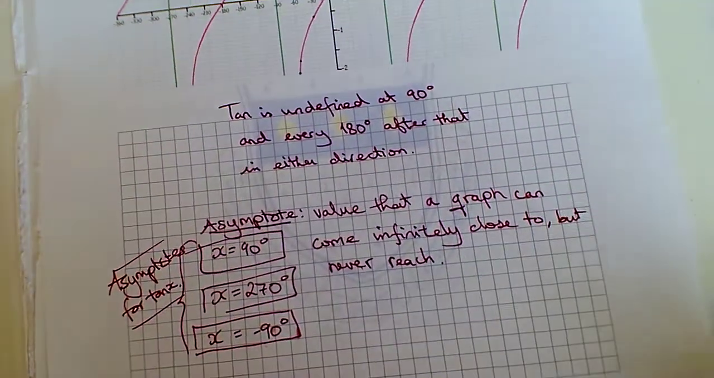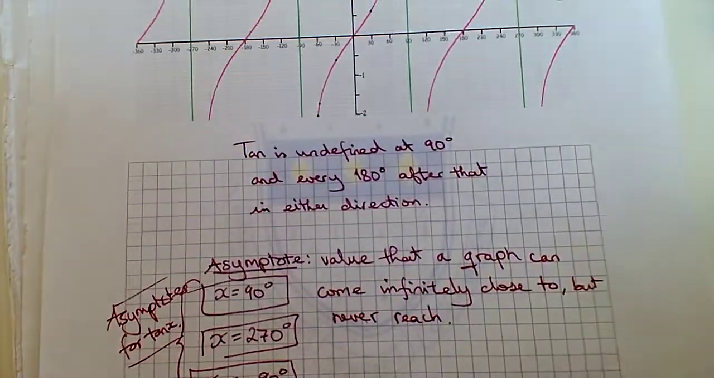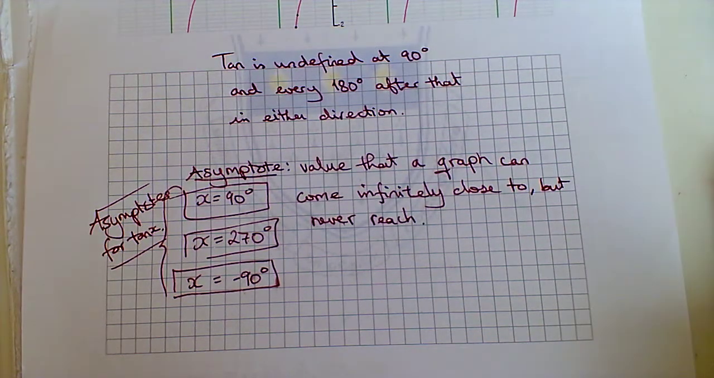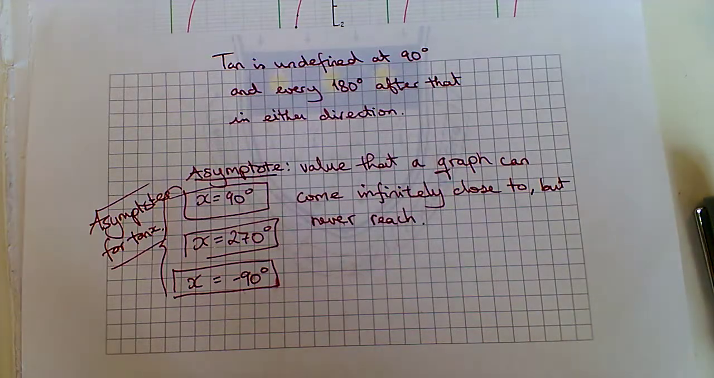So that's where I want to stop today and practice drawing those. I'm going to put up some homework in Google Classroom for you to practice a little bit more with the graphs of sine, cos and tan. And then we're going to look at what happens when we multiply the angle or multiply the function and what effects that has on the graphs as well.